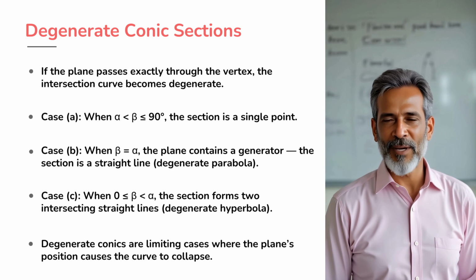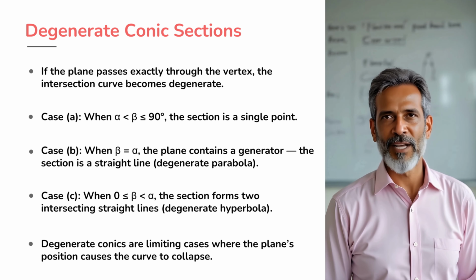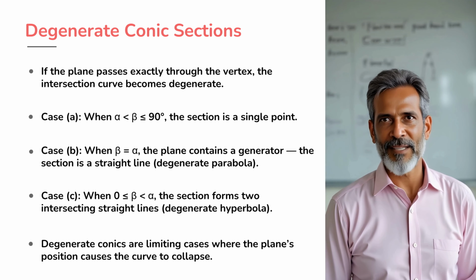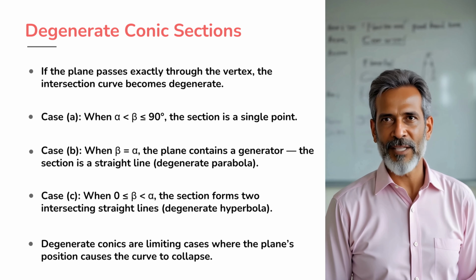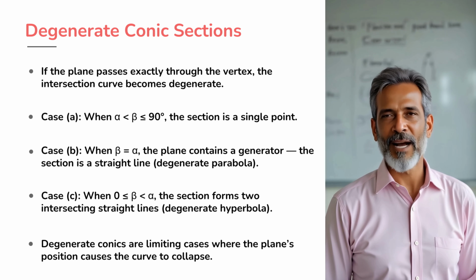Case 3. When beta is smaller than alpha, the plane goes through both nappes at the vertex, giving two intersecting straight lines, a degenerate hyperbola. So basically, the same geometry that gives you fancy curves can also simplify into basic shapes like a point or a line, depending on where you cut. It's like geometry saying, cut me wrong, and I'll simplify myself.